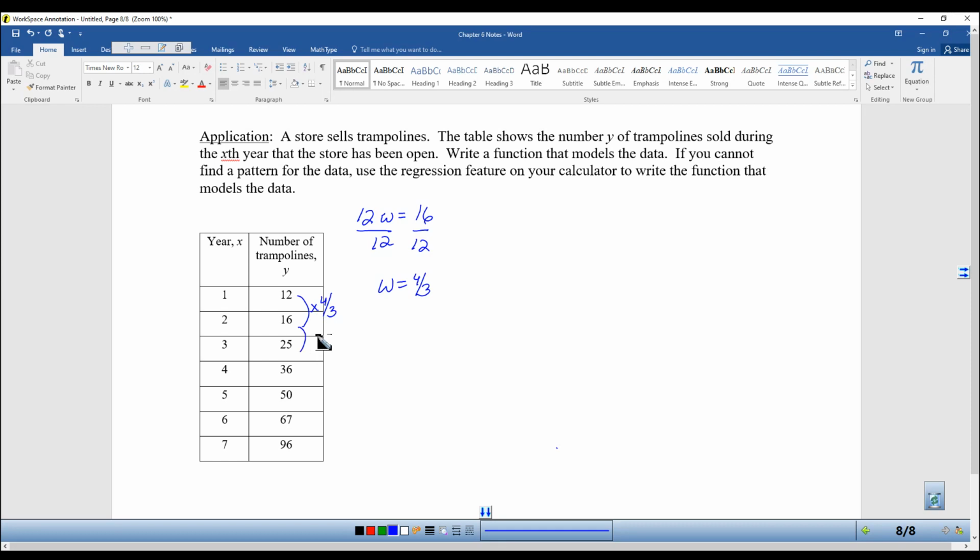So now let's just see if you multiply again by 4/3 to get from 16 to 25. And it's definitely not. 64 over 3 is 21 1/3. So it's closer, but it doesn't actually work. So there's no consistent multiplication. So this is where you're going to want to use your calculator again.